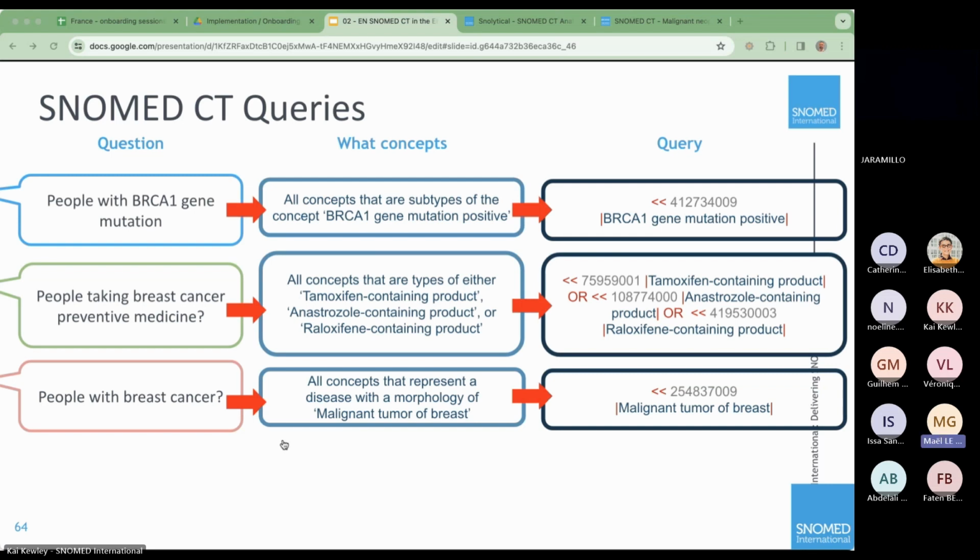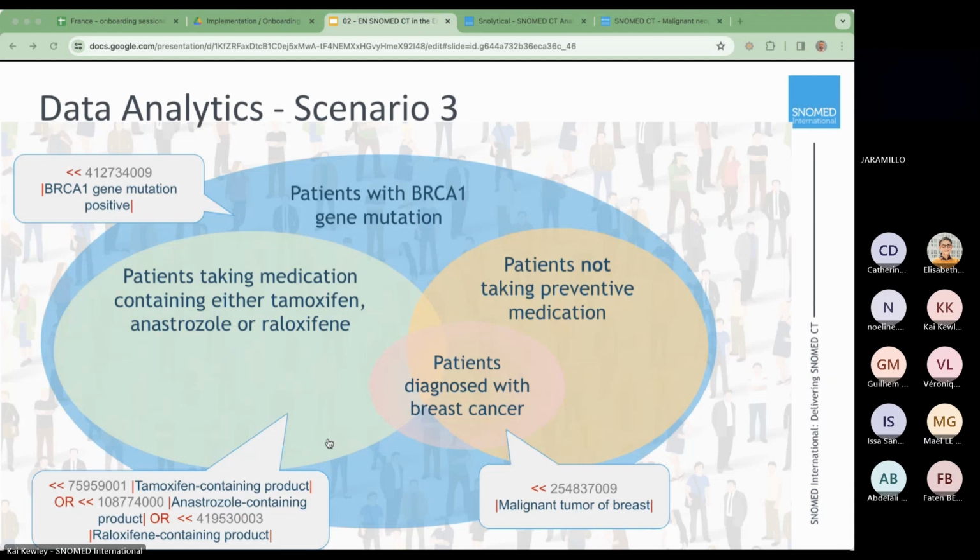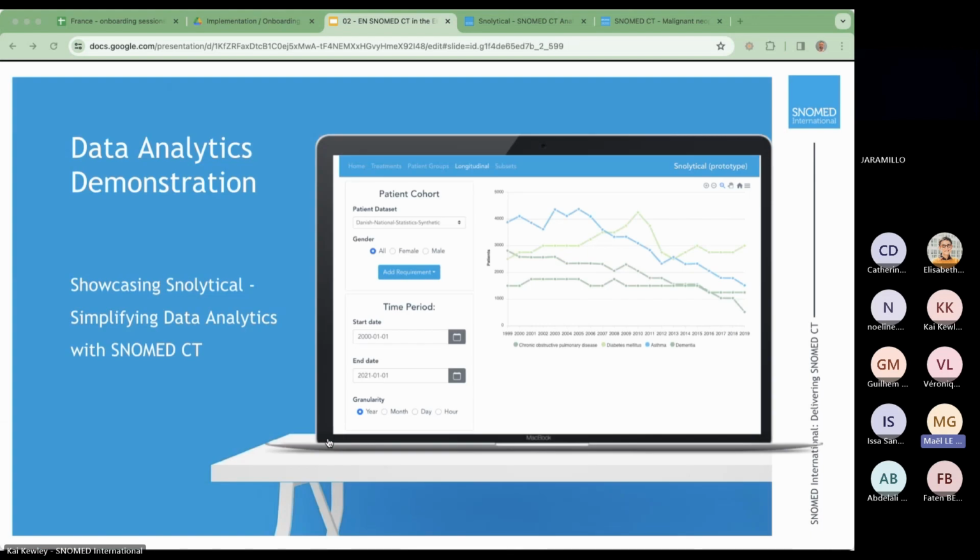These examples of tamoxifen and the other two are taken from guidelines in the UK in the NHS. So these are the SNOMED queries that use the SNOMED knowledge graph to find the relevant concepts for this study. We can show them on the subsets here. So I'm going to switch now to the data analytics demonstration tool to run through this scenario.